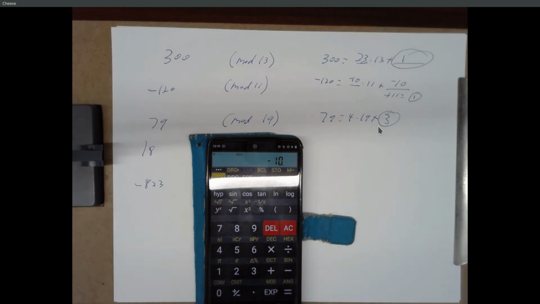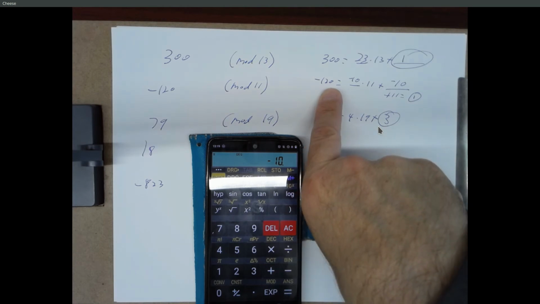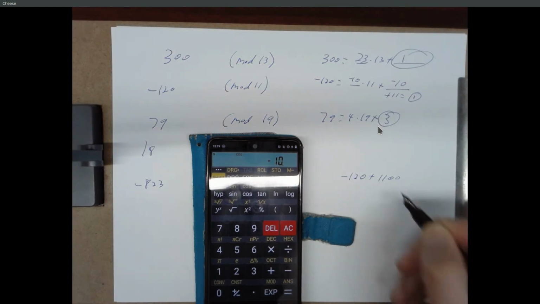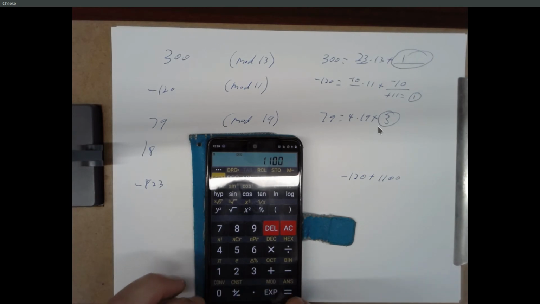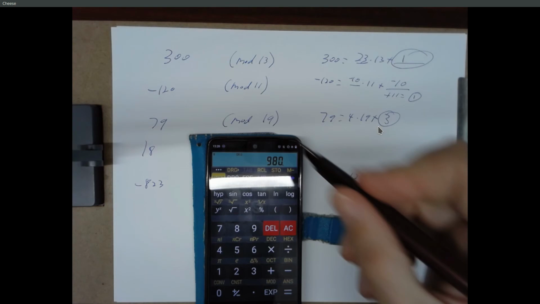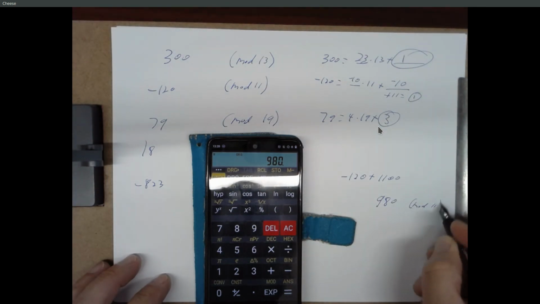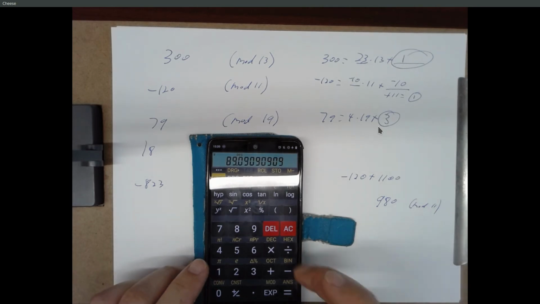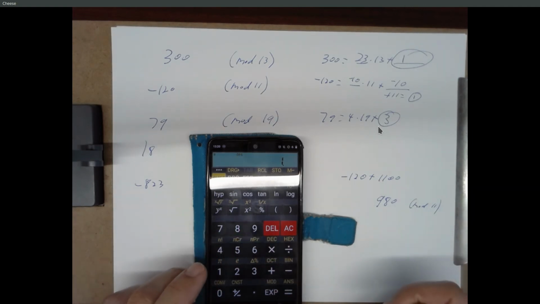The other thing you can do is you can just add some big multiple of 11 to make this positive, because adding a multiple of 11 won't change it. Right? So I could do minus 120 plus, I don't know, I could add 1100 and get 980. So this is going to be the same thing as 980 modulo 11. And now I can divide by 11, and it goes in 89 times with a little bit left over. And that little bit left over is just 1/11.